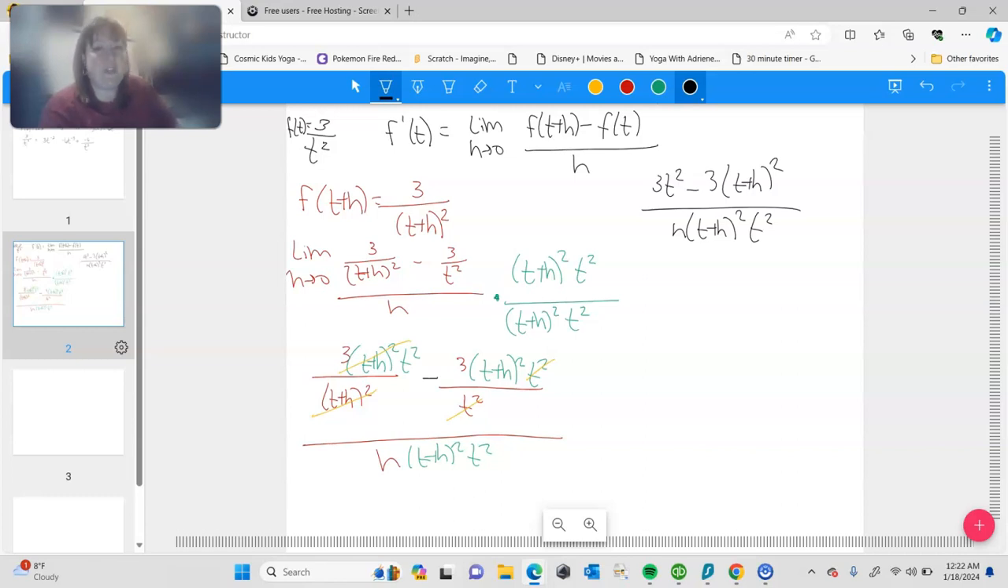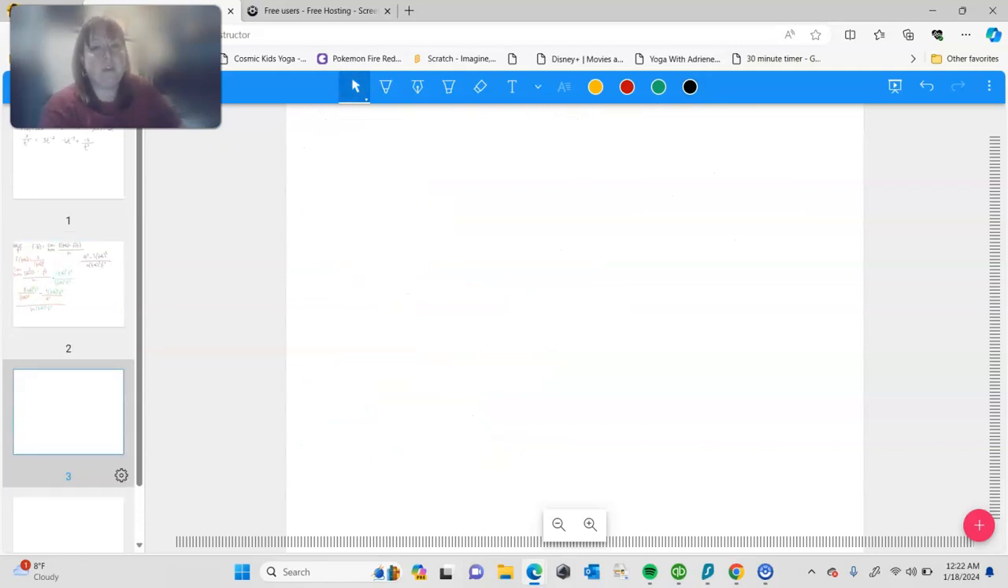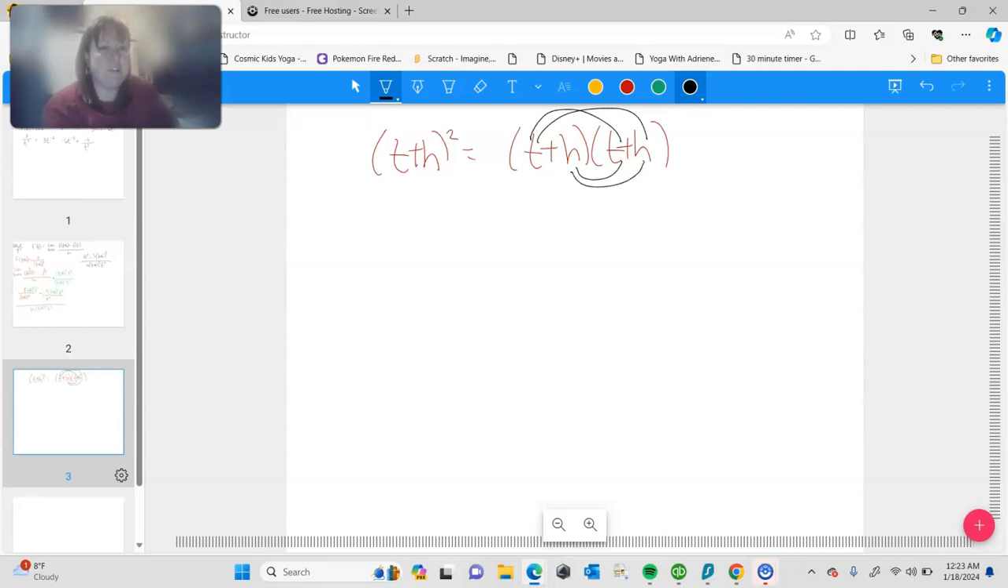Because we can't simplify any further. So what you might remember from algebra is that when we expand something like (t plus h) squared, that really means (t plus h) times (t plus h), right? There's something called FOIL that we did: first, outside, inside, last. Or you can just think of each by each. So this t needs to multiply by the t and by the h. Then this h needs to multiply by the t and by the h.